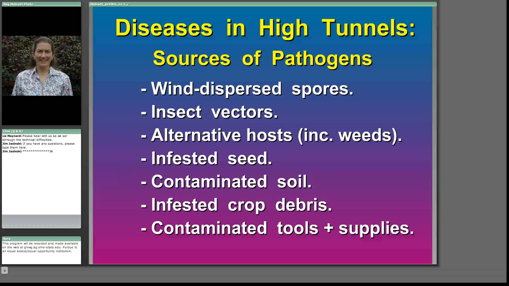Once a disease has occurred in the high tunnel, the pathogen can remain in infested crop debris. And another thing to think about is whether or not you've ended up with tools that are contaminated or planting supplies. You want to practice good sanitation so that you don't have carryover of pathogens. And this is where you need to understand the biology of your pathogen. Does it even have the ability to survive on your tools and supplies? Does it have the ability to survive in crop debris? Is this a concern with a particular disease?